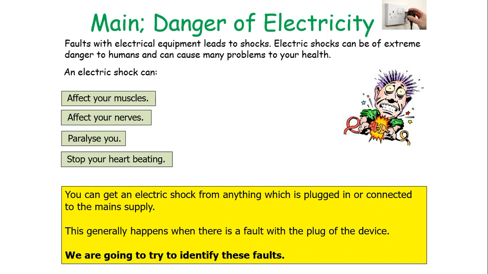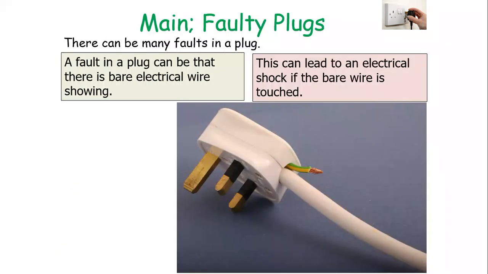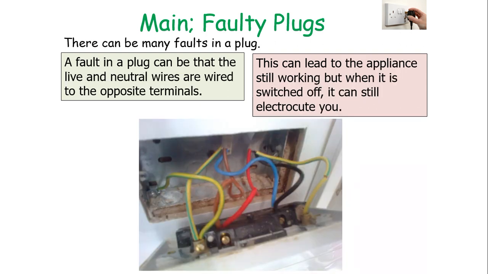So we need to know what the three major faults of plugs are. Number one is that there's a bare electrical wire showing. That means the actual copper is evident underneath the insulation, so you can directly touch the copper. That's an issue because it can lead to an electrical shock, as there can be a potential difference, a PD, which can lead to current flow.